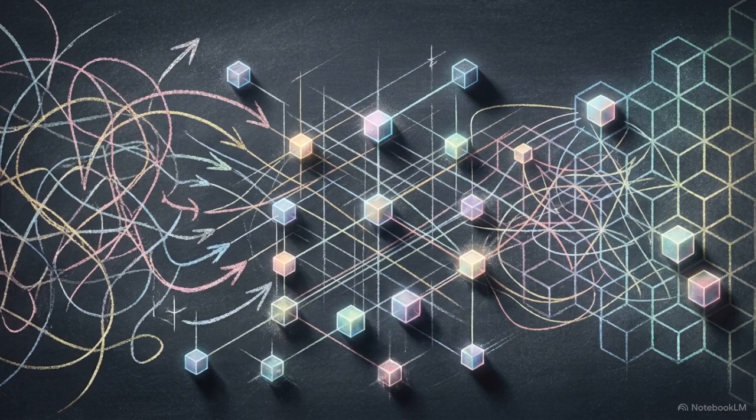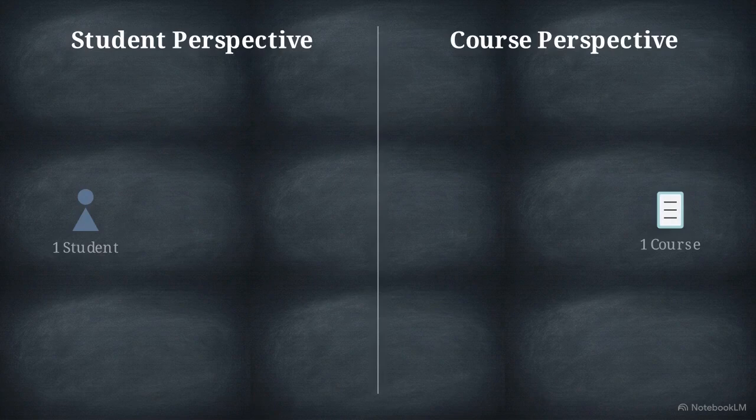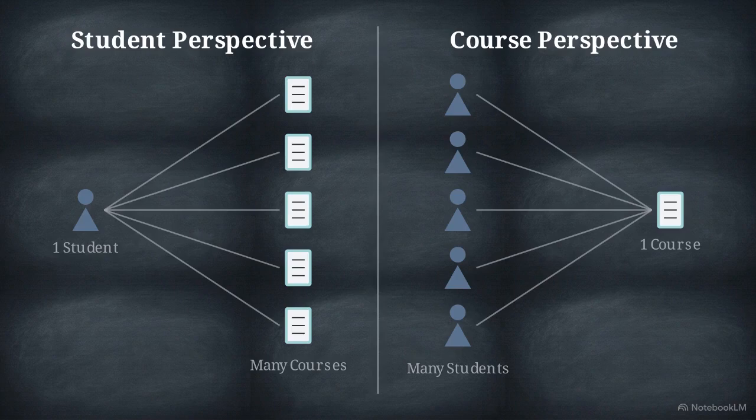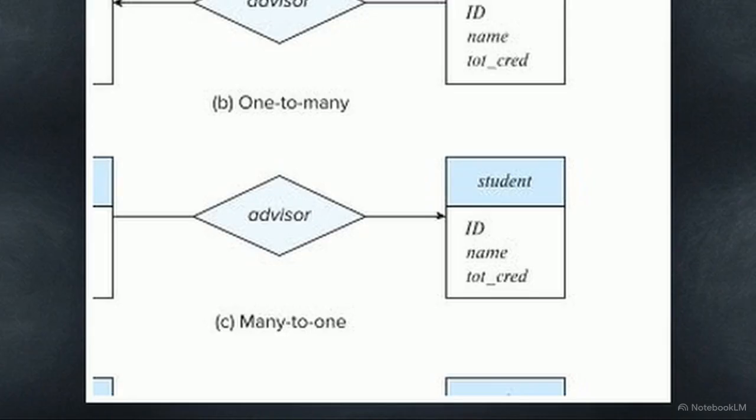Now we reach the busiest, most crowded connection type, the many-to-many constraint. This is the situation we started with. One student enrolls in many courses. At the same time, one course holds many students. This diagram represents a many-to-many relationship. Notice the lack of directed arrows. Both sides use plain lines, leaving the connection completely open in both directions.